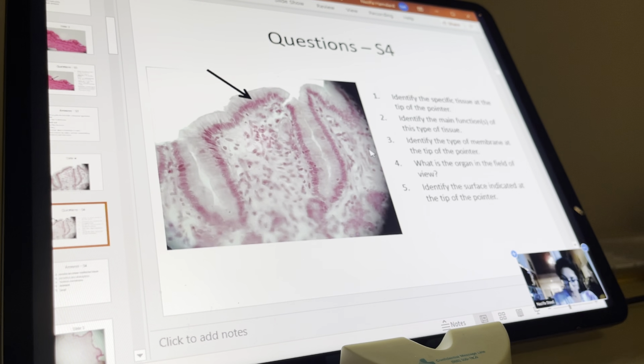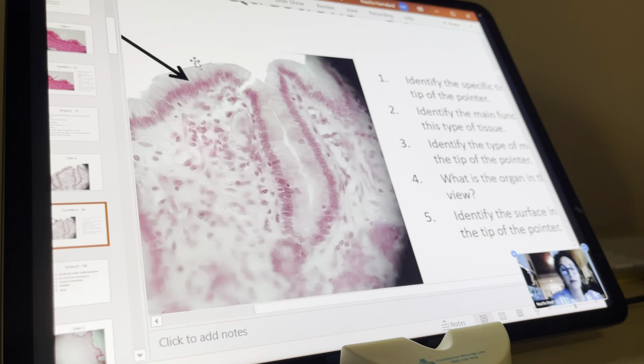Okay, so then number 4 for Eric. Number 5. Identify the surface indicated at the tip of the pointer. Is that the apical surface? Look at the pointer. It's between apical and basal. Oh, wait, I see. Yeah. I'm sorry, okay, so that's pointing towards the basal layer then.